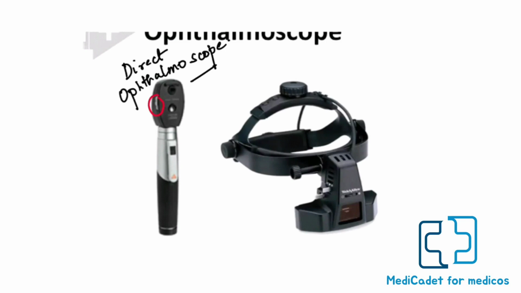You hold the instrument in your hand, you go close to the patient, you rotate this dial to focus the retina. Now with this, the examiner can use only one eye. Because I have to see only with one of my eyes, I cannot use both my eyes for examination, right? Now the other instrument is your indirect ophthalmoscope.